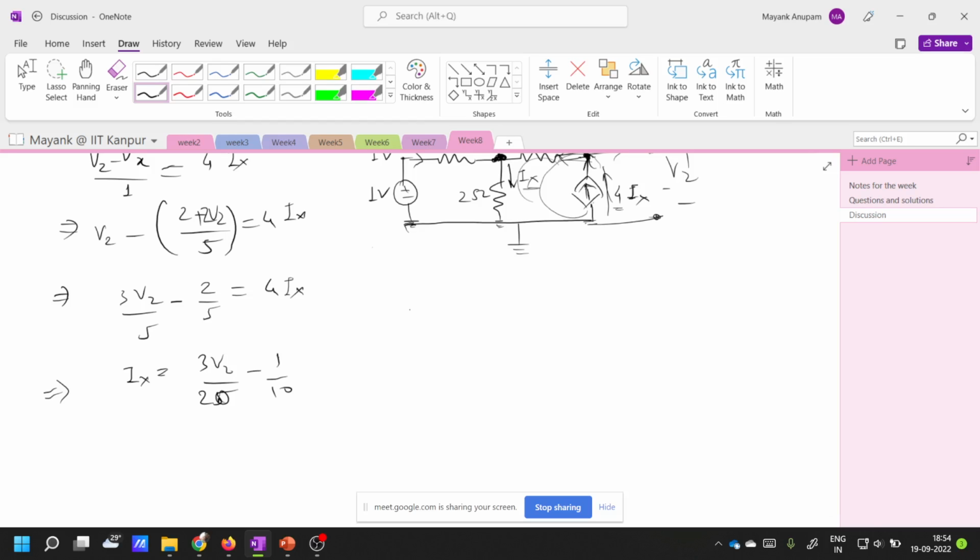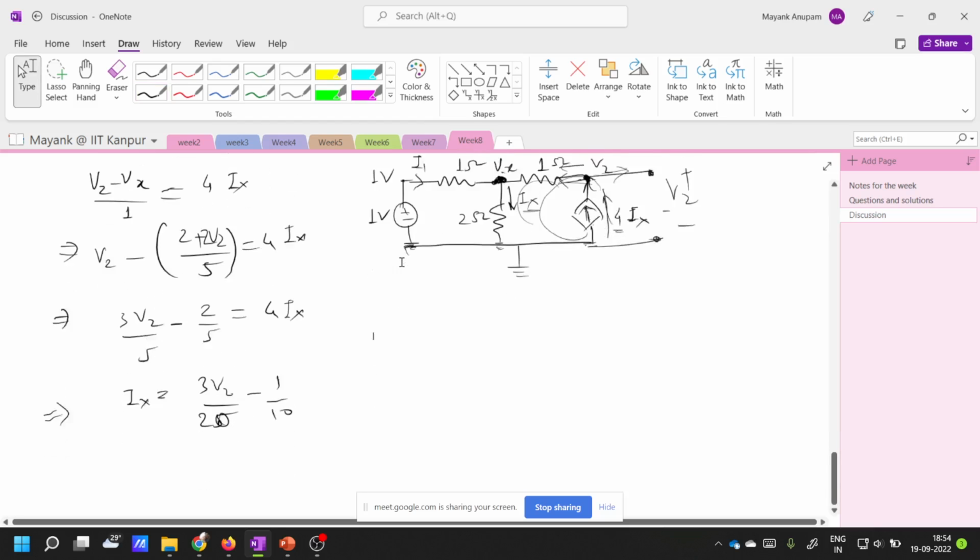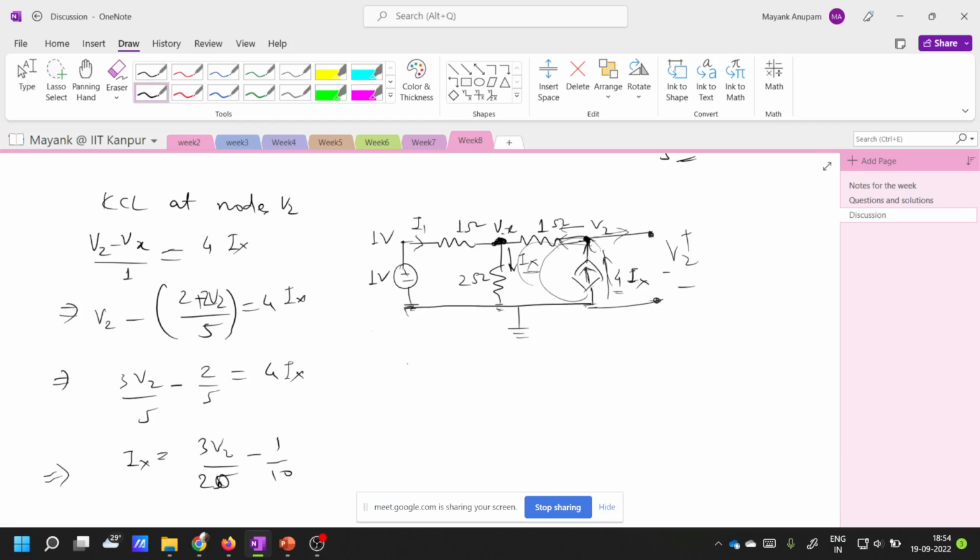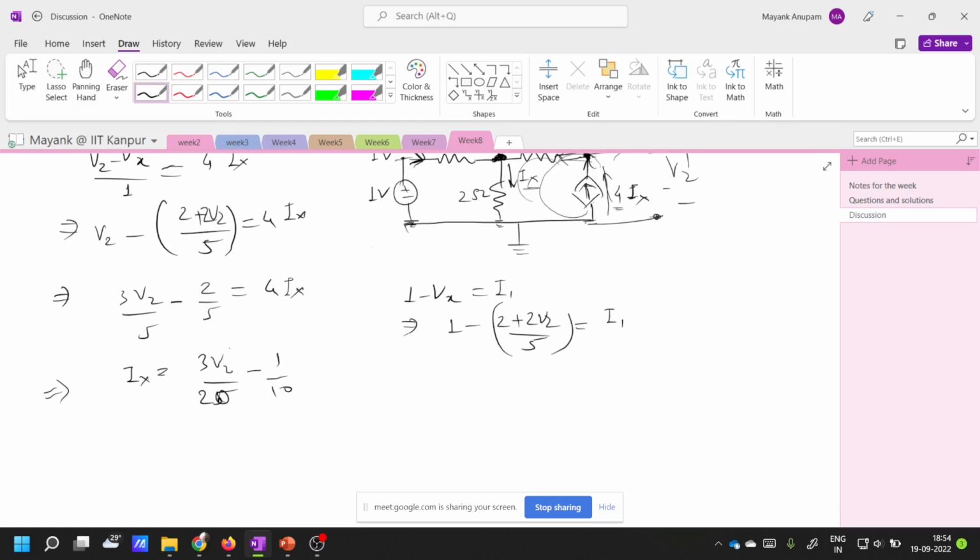Now you want to find, now we have what? I1, we have to find V2 by I1, right? So there is a relation here which is 1 volt minus Vx by 1 is equal to I1, right? So this is what it is. Vx is equal to what? We have found out right now. Vx is equal to 2 plus 2V2 by 5, which gives I1, correct?